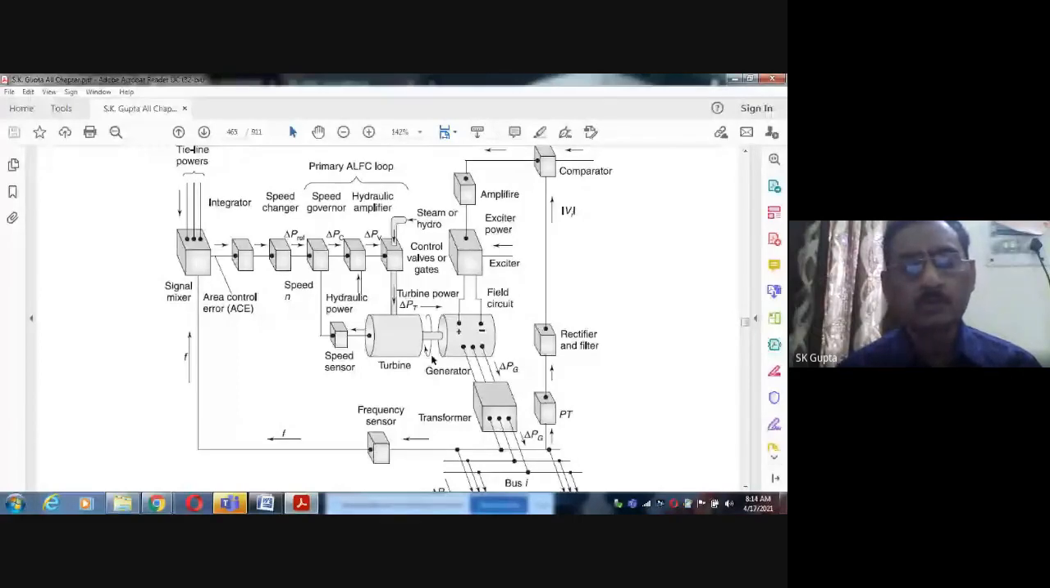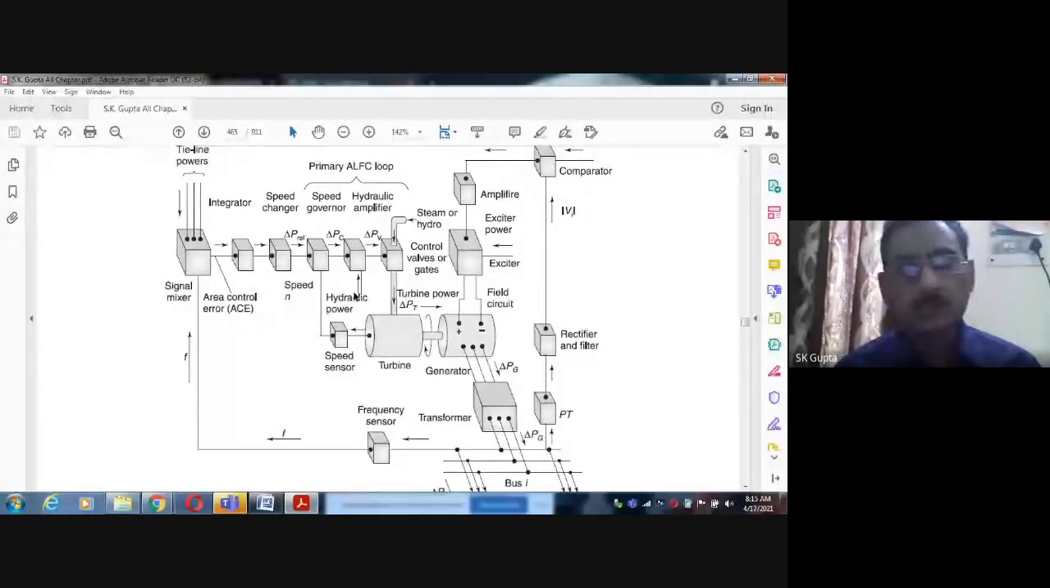And this automatic load frequency control loop, again there are two. It is a primary automatic load frequency control loop. This is a secondary automatic load frequency control loop. And this primary automatic load frequency control senses the speed, gives the signal with the help of a speed governor, amplifies it, then changes the fuel. This is the primary automatic load frequency control. We described in very much detail the functioning of this diagram.